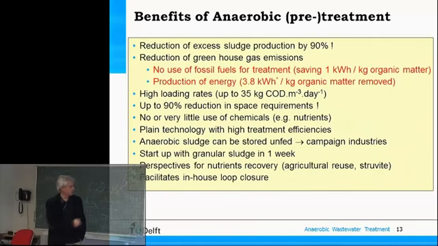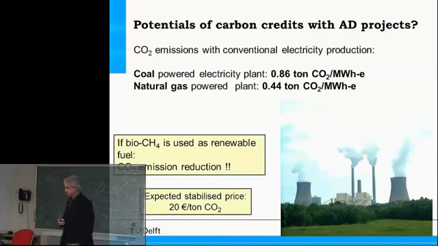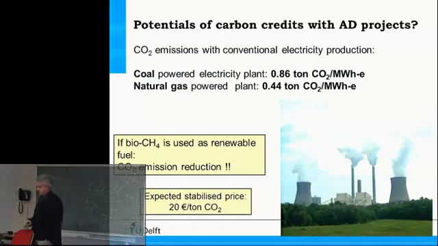The other advantages we will see later on. Now, what does it mean if you implement an anaerobic treatment plant at the premises of your industry? You can get some carbon credits when you implement an AD project, and the carbon credit is the emission right for CO2. That means if you can save CO2 by producing renewable energy, you can valorize the amount of CO2 that you in fact gain or save. For this calculation, it is compared to a coal-powered electricity plant that emits 0.86 tons CO2 per megawatt hour electric. And the established price for 1 ton of CO2 was 20 euros.